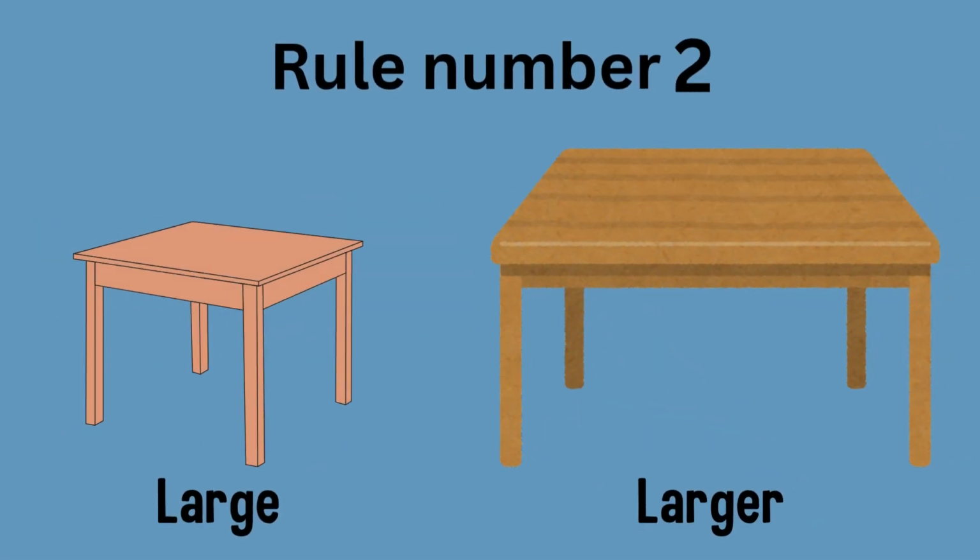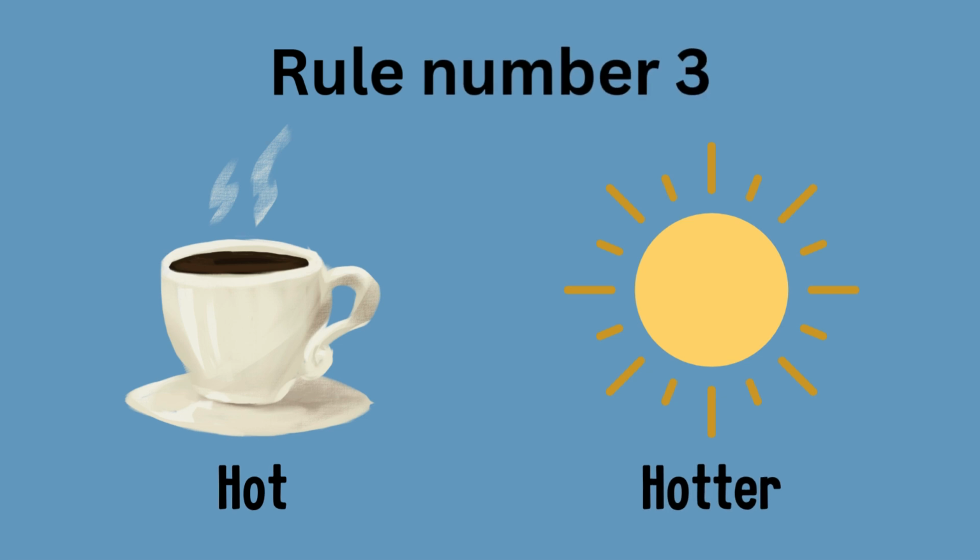Rule number 2. For adjectives ending in e, we add r. For example, large becomes larger. Rule number 3. For adjectives with a consonant vowel consonant pattern, we double the final consonant and add er. For example, hot becomes hotter.